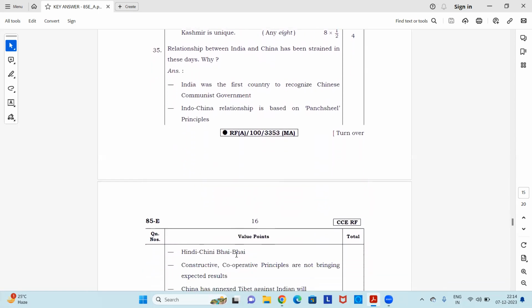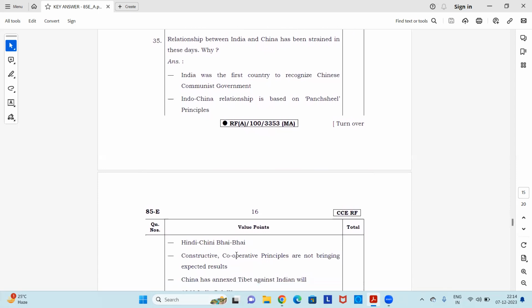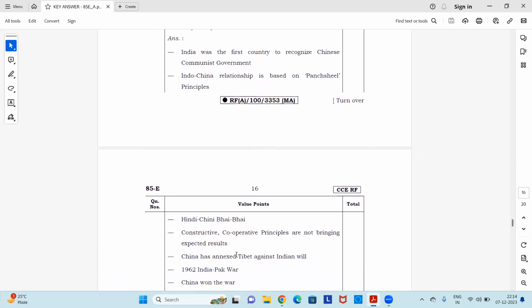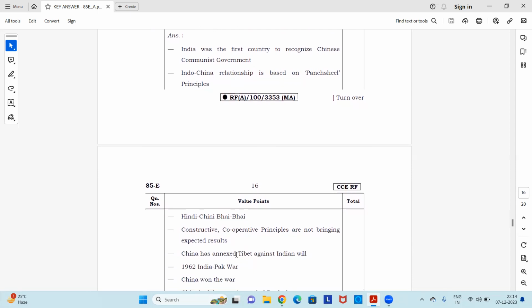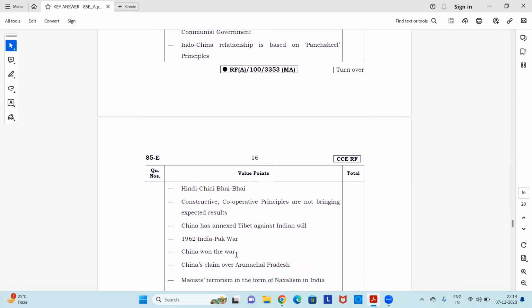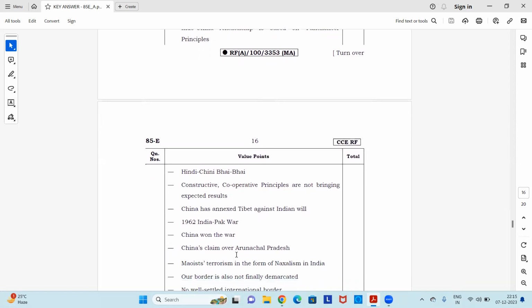Next, the relationship between India and China has been strained these days. Why? Answer: India was the first country to recognize the Chinese Communist government. The Indo-China relationship is based on Panchashil principles. The Hindi Chini Bhai Bhai slogan is being heard. Constructive cooperative principles are not bringing the expected results. China has annexed Tibet against Indian will. In the 1962 war, China won.